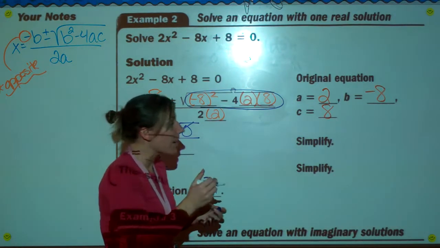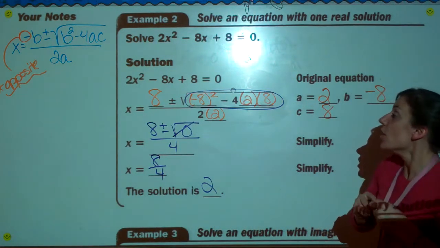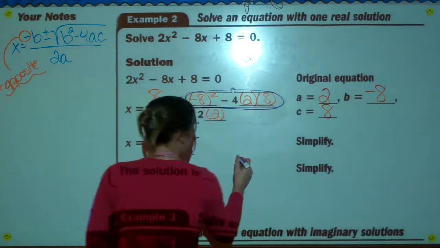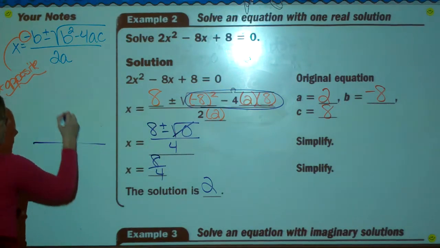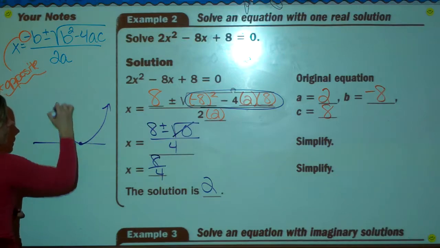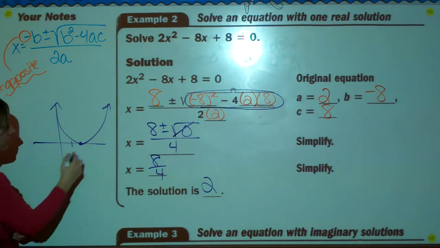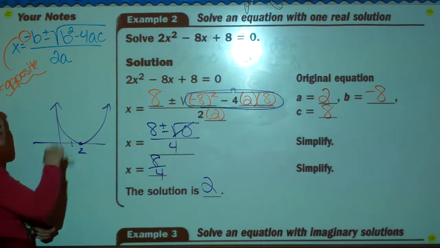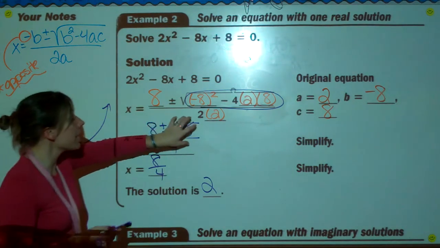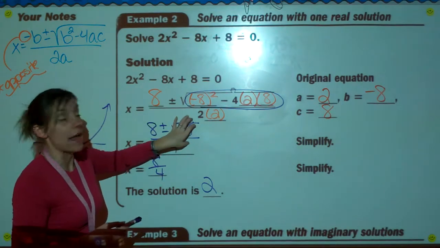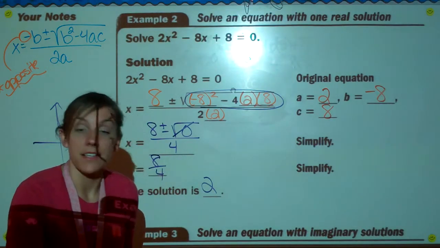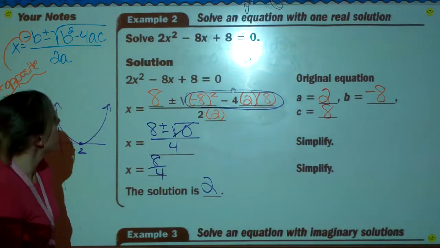And so if we were to graph that, if we were to put that on a calculator, we would see it only crosses at 2. Let's say this is 2. It would just look something like that. It would only cross right there at 2. Because that represents both answers. That's our double root, okay? So when we get a 0 underneath that radical, that is when we only have one answer because the 0 makes that part go away, okay?